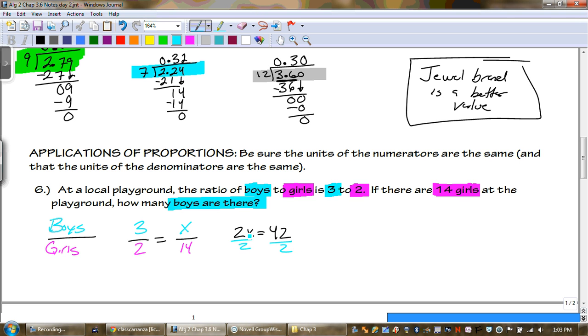To get the x all by itself, we divide by 2. 42 divided by 2, we get x equals 21. So our answer, how many boys are there? There would be 21 boys. Okay, so all we're doing is we're taking that proportion and applying it to the problem. All right, let's move on.